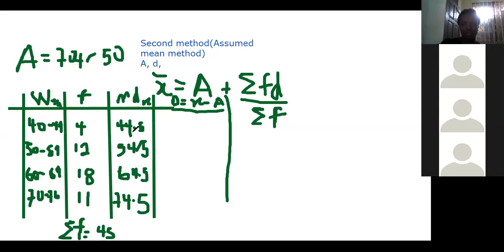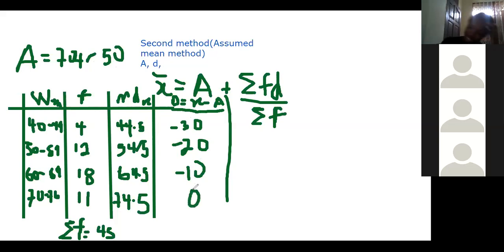So that means 44.5 minus 74.5. What are you getting? We are going to get maybe negative 30. We are going to get negative 20. We are going to get negative 10. We are going to get, I think, 0.